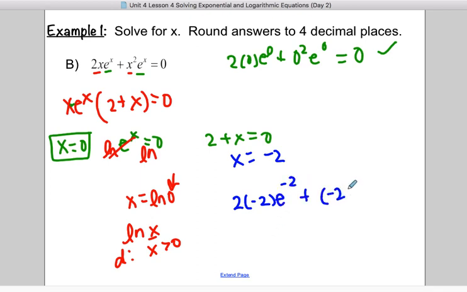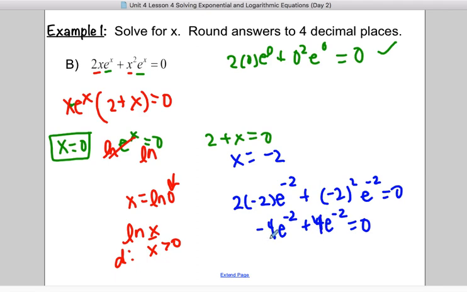Plus negative 2 squared, e to the negative 2 equals 0. You could type this into your calculator to check. I'm going to just do it without my calculator. 2 times negative 2 is negative 4 e to the negative second. And then this is really negative 2 squared, so plus 4 e to the negative second equals 0.